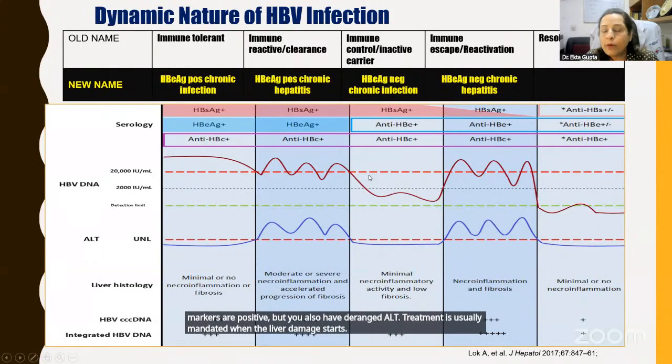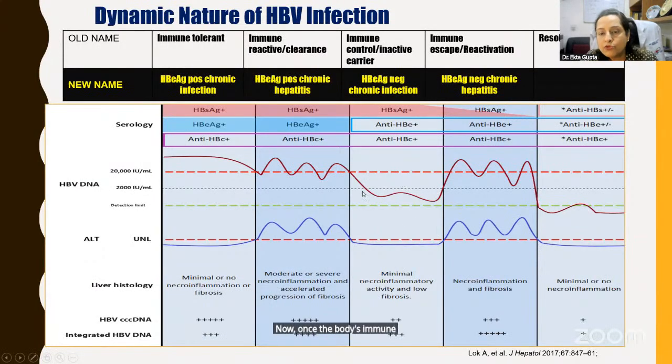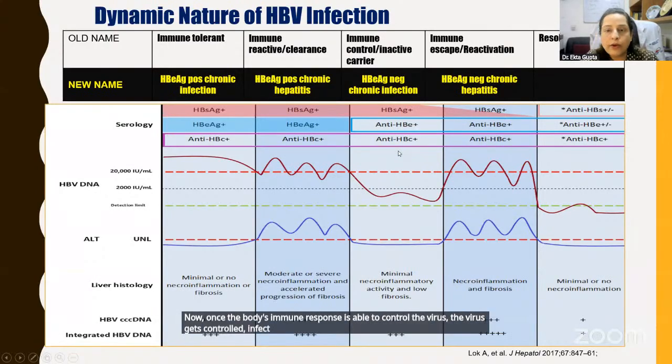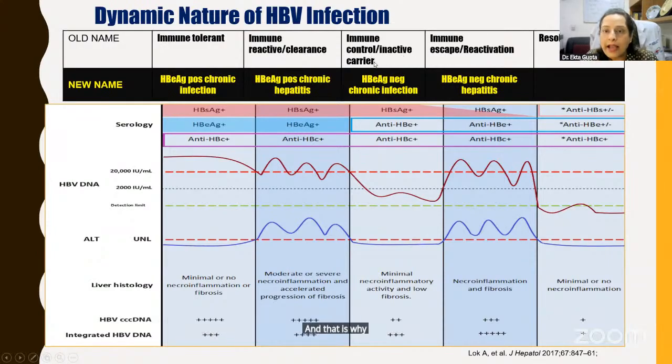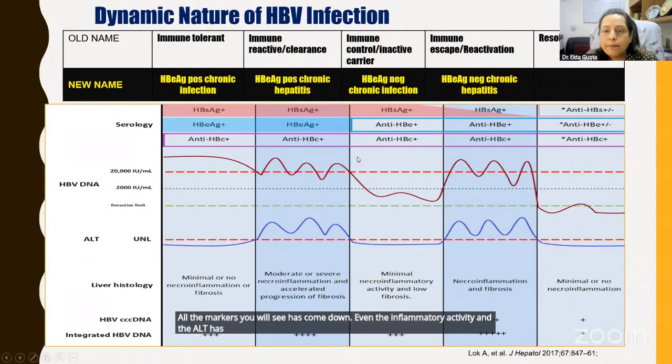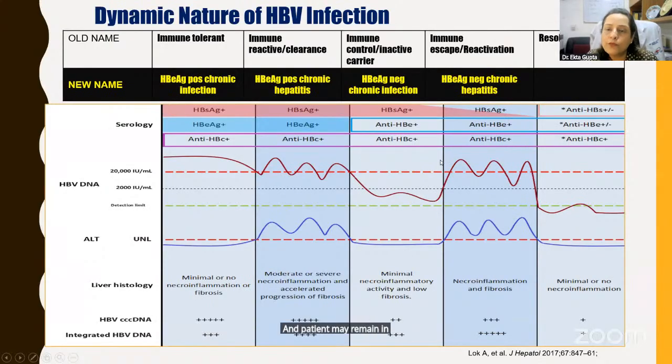Now, once the body's immune response is able to control it, the virus gets controlled. Infection doesn't go anywhere. It is silent. And that is why earlier we used to call it an inactive carrier phase. All the markers you will see have come down. Even the inflammatory activity and the ALT have normalized. And the patient may remain in this phase for years, usually 20, 30, 40 years.